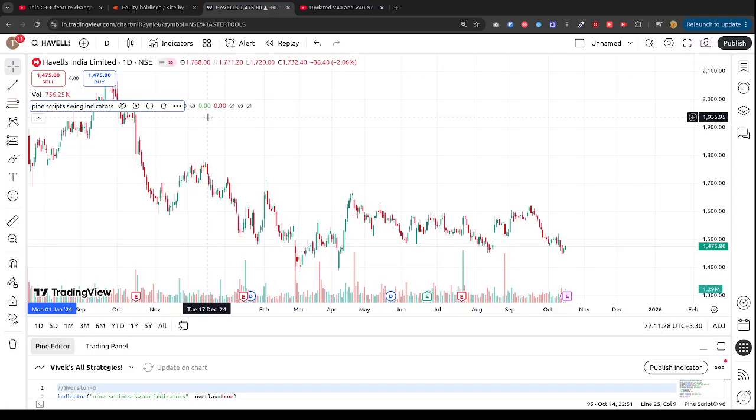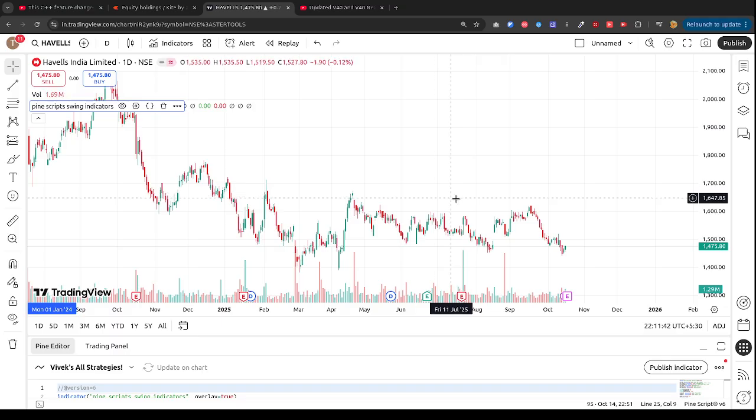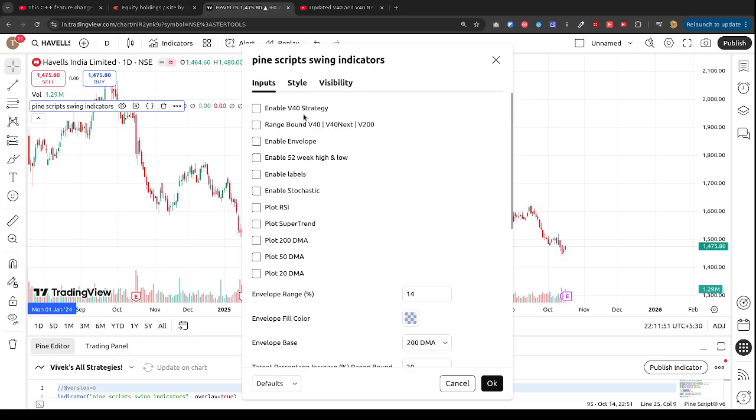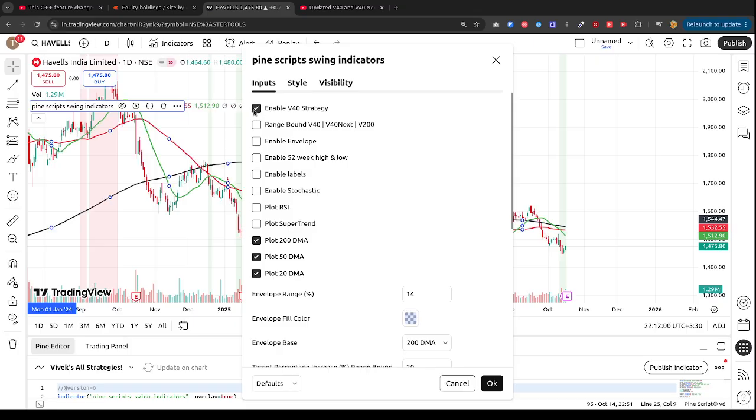And in V40 strategy, he teaches that the stock price must come below 200-day moving average, followed by 50-day moving average, followed by 20-day moving average, and then we can buy the stock. But it's very difficult to track when all these conditions are met. So I have actually coded up everything. Now the work is just enabling the ticks over here, and over here. So this checkbox is to enable V40 strategy. This checkbox to plot 200-day moving average, 50-day moving average, and 20-day moving average, respectively.